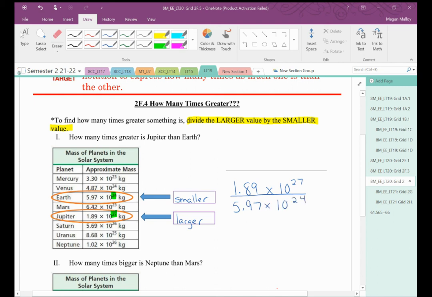So the first thing that I'm going to look at is dividing my coefficients, or my significant digits. So this is 1.89 divided by 5.97. 1.89 is close to 2, 5.97 is close to 6. So if I were to divide 2 by 6, that gives me 1/3, which is approximately 0.33333. However, if I type my values in exactly, we get that 1.89 divided by 5.97 is 0.317, rounding to the nearest thousandth.